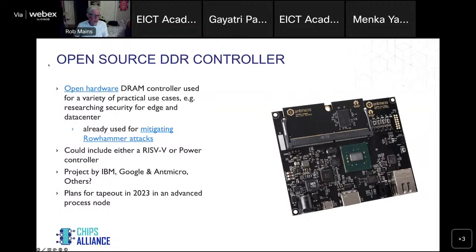But what we'd like to try to do is to take this out sometime in 2023 using an advanced process technology node. And that, again, would use the collaborative garage model that I described in the earlier chart. But this is something that we're trying to get going, so stay tuned for that.